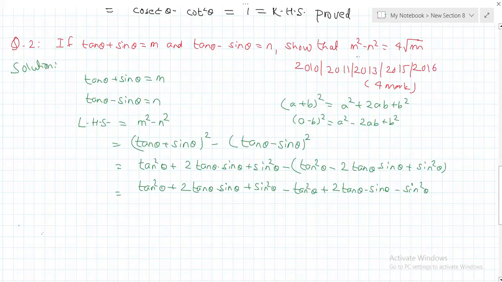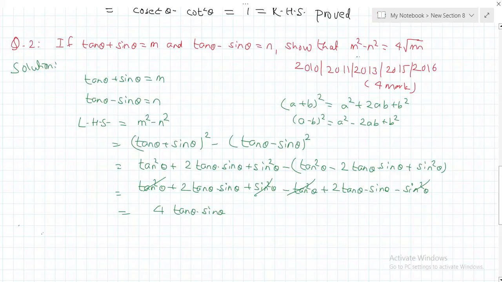This tan²θ and this tan²θ will be cancelled, because one is plus and one is minus, so this will be 0. Similarly, this sin²θ and this sin²θ will also be cancelled. Now remaining is tanθ sinθ and tanθ sinθ, this is the same, and 2 plus 2 is how much? 4. So 4 tanθ sinθ.